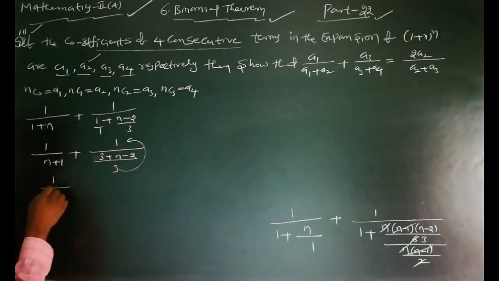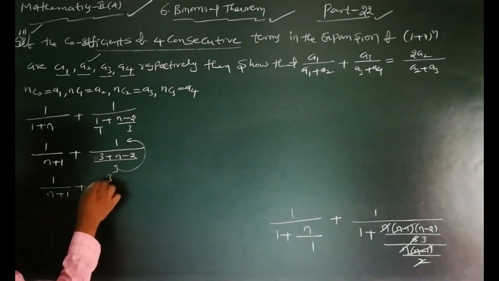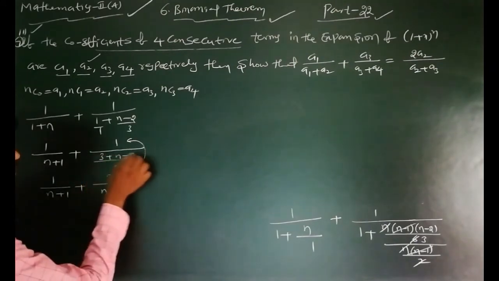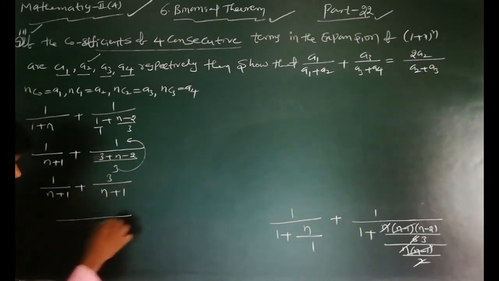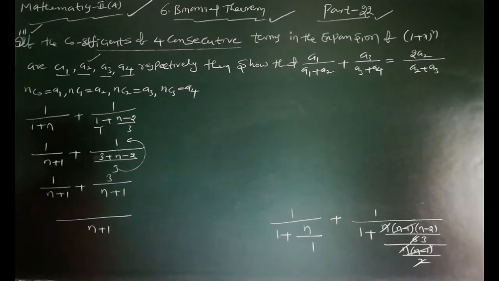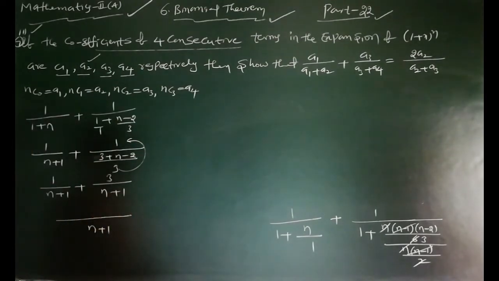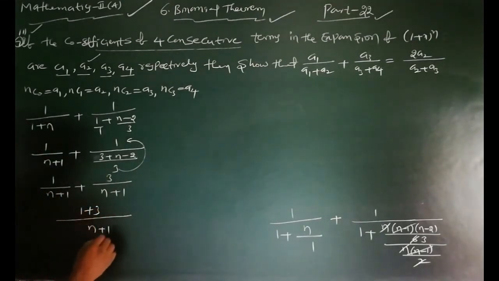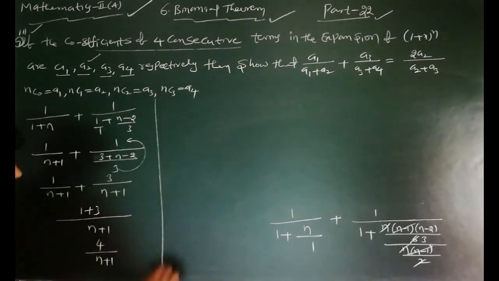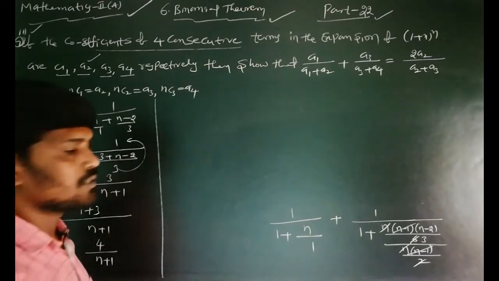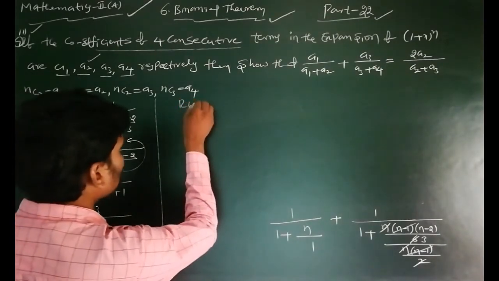1/(n+1) plus 3/n, 3 minus 2 value plus 1. You have to take n plus 1 as the LCM. Here the two terms' denominators are the same, so you can add in the numerator, that is one way. The second way is to take the LCM n plus 1, you get 1 plus 3, you get 4/(n+1). This is a part of the LHS part.